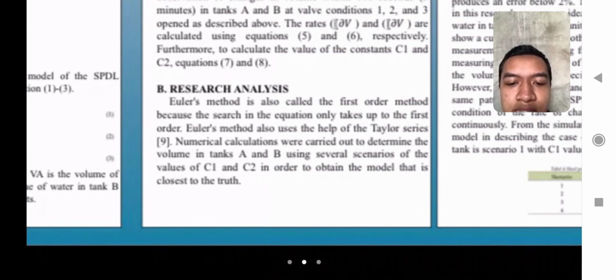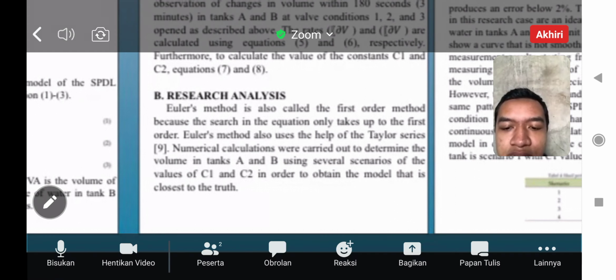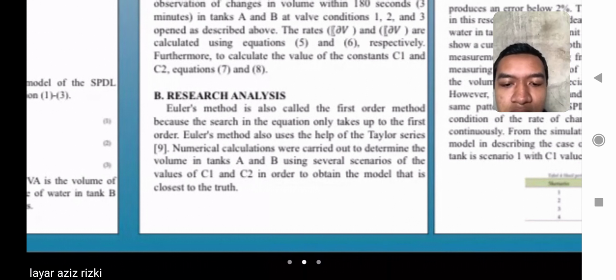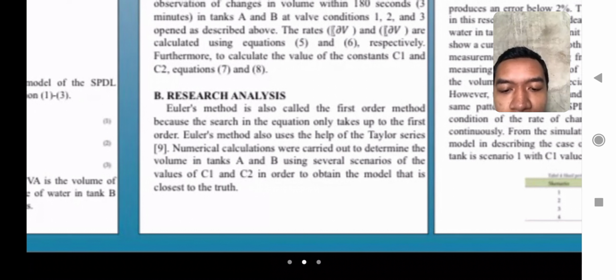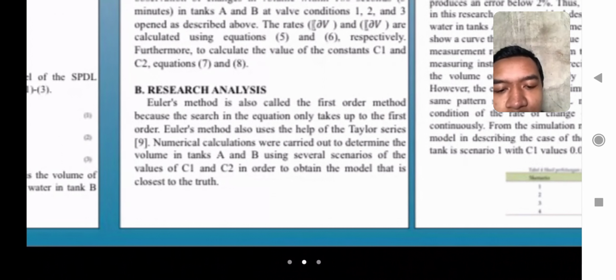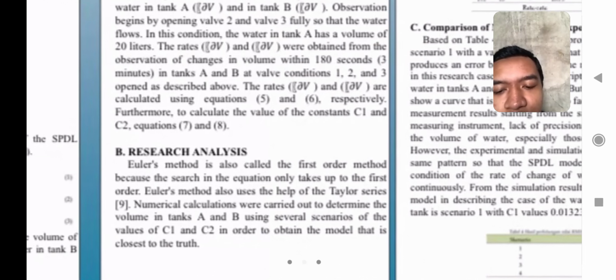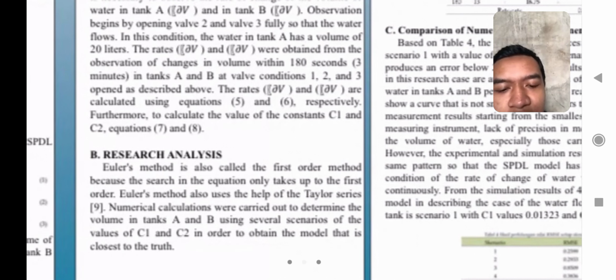B. Research analysis. Euler method is also called the first order method because the search in the equation only takes up the first order. Euler's method also uses the help of the Taylor series. Numerical calculations were carried out to determine the volume in tanks A and B using several scenarios of the values of C1 and C2 in order to obtain the model that is close to the truth.